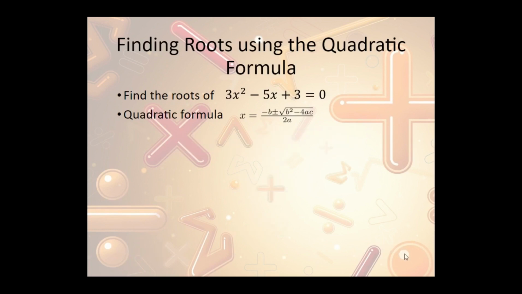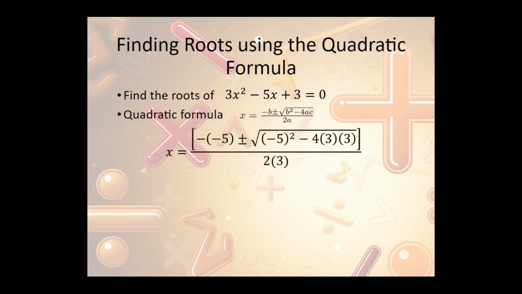Let's look at one more example. We have 3x squared minus 5x plus 3 is equal to 0. So we plug everything in, and we end up with negative 5 plus or minus the square root of negative 5 squared minus 4 times 3 over 2 times 3.